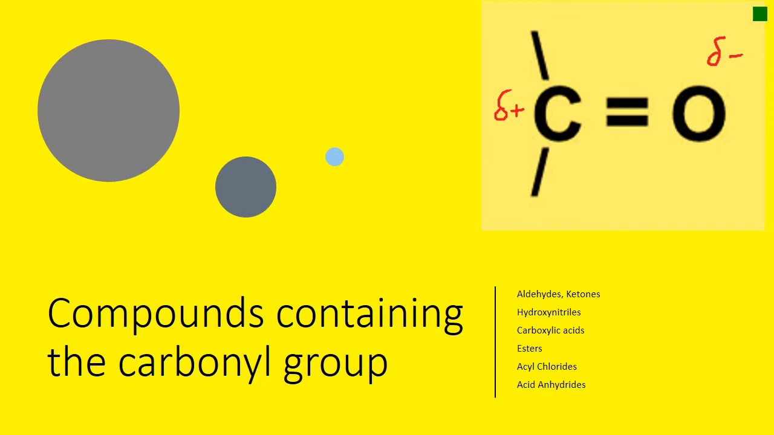And oxygen, as you know, is electronegative. So it's going to pull electrons towards itself and become delta negative, leaving the carbon delta positive. And that leaves the carbon open to attack from nucleophiles, which are negatively charged, either partially or fully. And that's what this topic is all about.